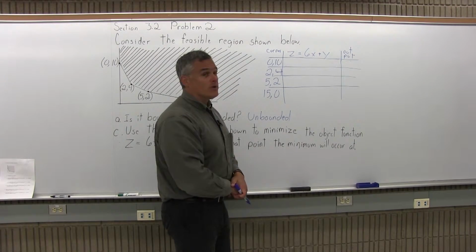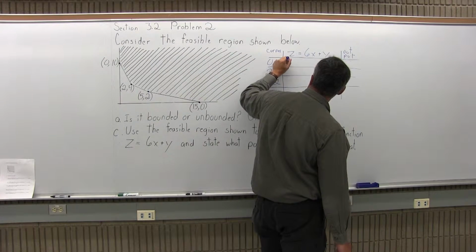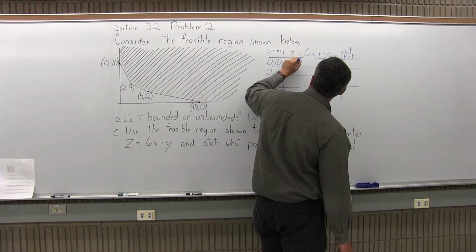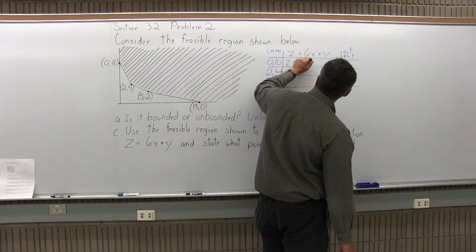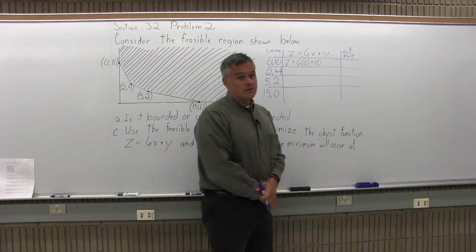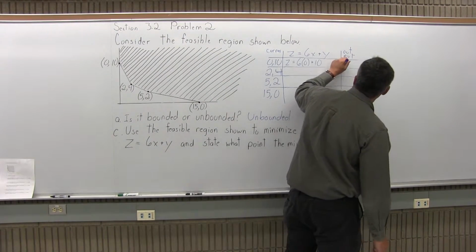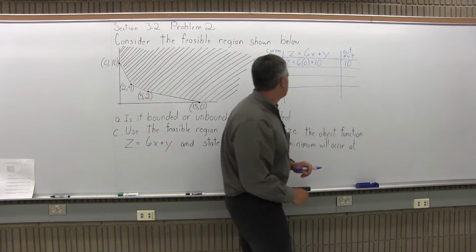So the first corner point is 0, 10. When I put that into my object function, I get z equals 6 times x, which is 6 times 0, plus y becomes plus 10. 6 times 0 is 0, and then 0 plus 10 is 10. So at the first corner point I try, I get an output of 10.